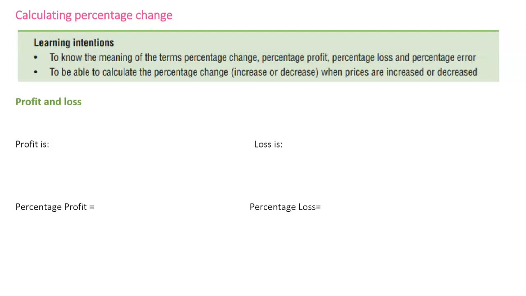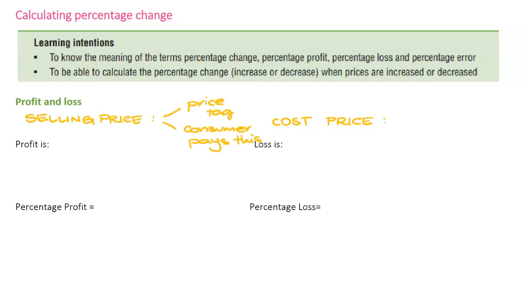We can actually calculate some percentages using those values, but before we do that, let's make sure we've defined all the terms that we need to know. First off, we need to talk about two things: selling price and cost price. Selling price, you can imagine that being the price tag. That's how much the consumer needs to pay. So just make a note of that in your notes: price tag, or the consumer pays this. The cost price is how much it cost the seller. So in the example that I had before, my cost price would have been $1.